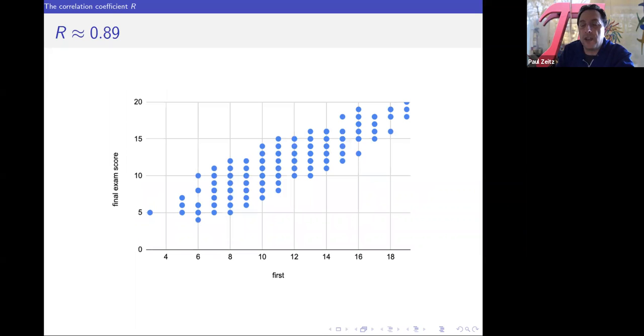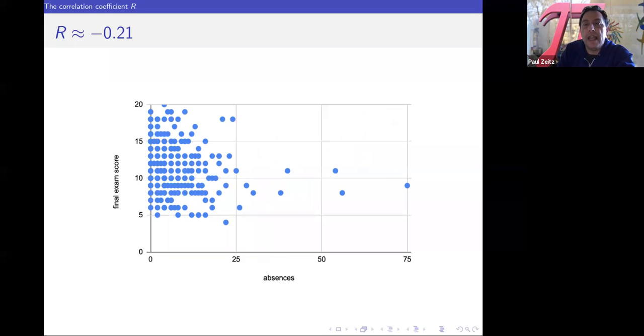In this one, you can see the R is quite close to 1. And it makes sense that the correlation coefficient is bigger. Now remember the one about absences versus final exam. The correlation coefficient isn't 0. It's not terribly big, but it's negative. So what is this saying?